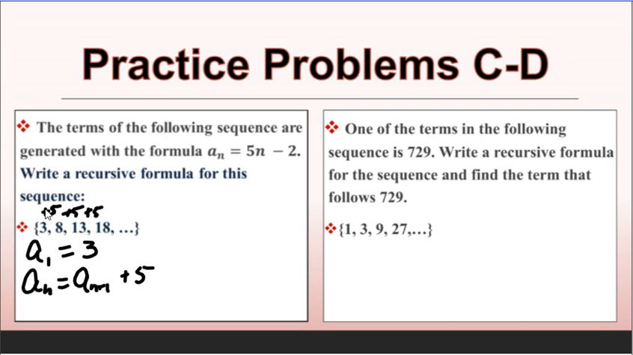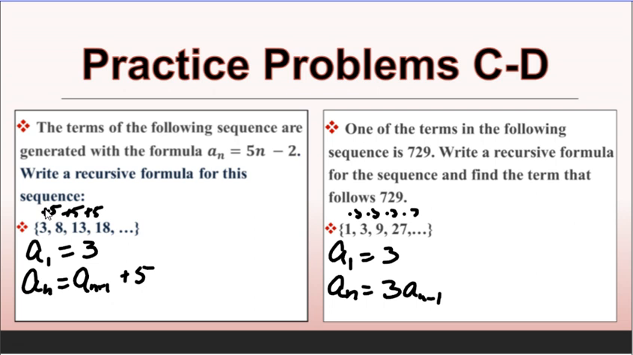And the last one: what are the terms in the following sequence up to 729? Write a recursive formula for the sequence and find the term that follows 729. Here, we're just multiplying by 3 each time. So our recursive formula for this one, a subscript 1, or our first term, is 3. And the main part of our formula, since we're multiplying by 3, would be 3 times a subscript n minus 1.